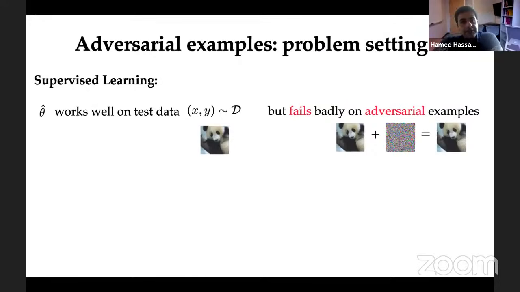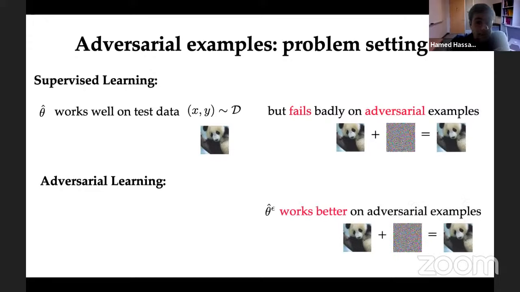Let me summarize things a bit. For supervised learning, we know that the model that we learn as a result of ERM would work on test data. However, it fails badly on adversarial examples. Then we can do the robust ERM version: train models by solving the robust ERM problem. That's called adversarial learning. And the model learned by solving the robust ERM problem would definitely work better in terms of adversarial examples. It improves robustness.